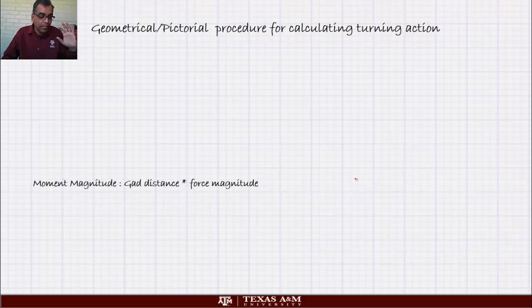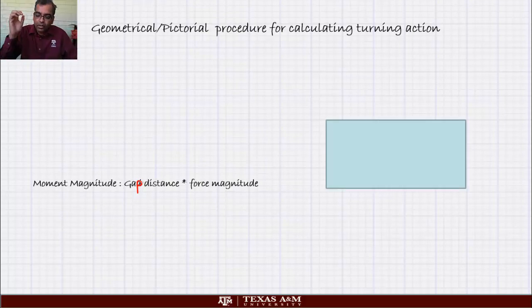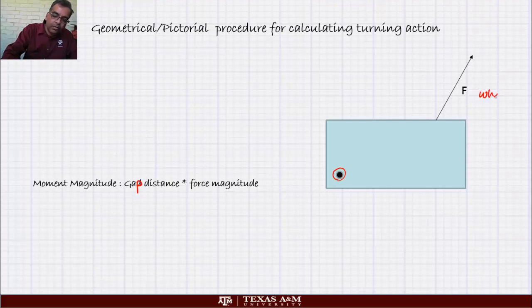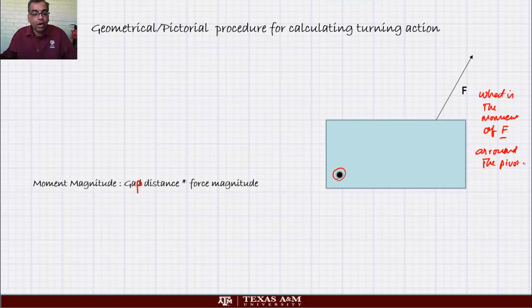So the main thing to remember is that the moment magnitude equals gap distance times force magnitude. I will talk to you about that in a second. So here is the object on which a force F is acting somewhere, and I am very much interested in finding out what is the torque, what is the moment of F around the pivot. That's what I'm interested in. So how would I do this? I'm going to do this by drawing, or trigonometry.